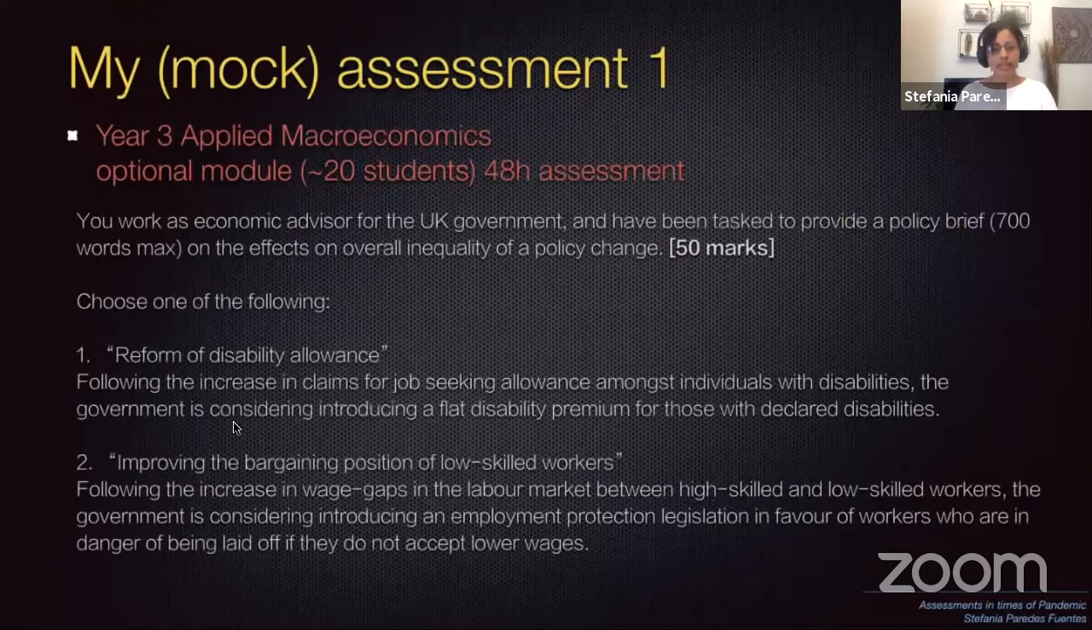Okay, so for instance, for my year 3 applied macroeconomics, this is a very small, very specialist module, so I only had around 20 students. I changed my assessment to a 48 hours exam. And this is one of the questions for the exam, it's 50 marks, and the students had to write a policy brief. I gave a word count, and this is very important. Remember, if you are setting remote assessments, give word counts because it makes the marking load much easier for you. And I gave them 2 topics. They have to choose one of these 2 topics.